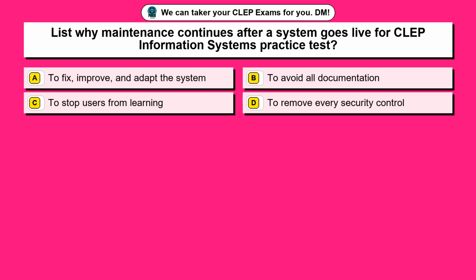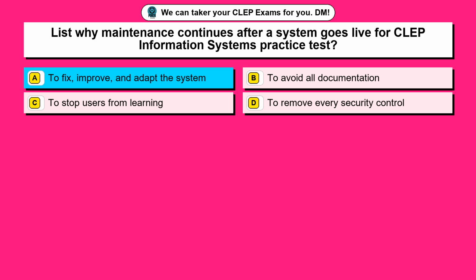Question 77. List why maintenance continues after a system goes live for CLEP Information Systems practice test. Option A. To fix, improve, and adapt the system. Option B. To avoid all documentation. Option C. To stop users from learning. Option D. To remove every security control. The correct answer is option A.